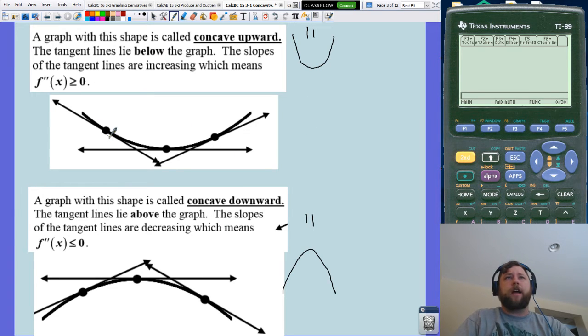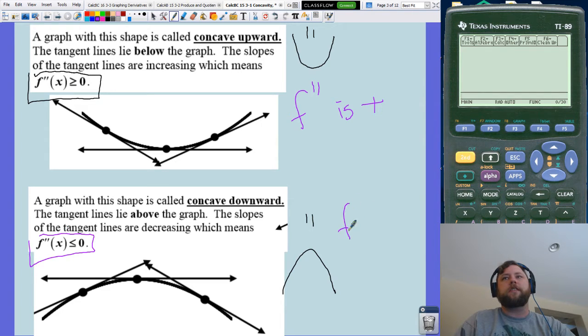So this is a graph of this, and this definition talks about tangent lines below the graph, blah, blah, blah. But the big thing you need to know: for concave upward, the second derivative is positive, so f double prime is positive. For concave downward, the second derivative, f double prime, is negative. That's the difference whenever you're looking at it analytically.